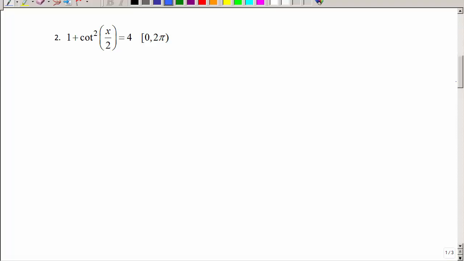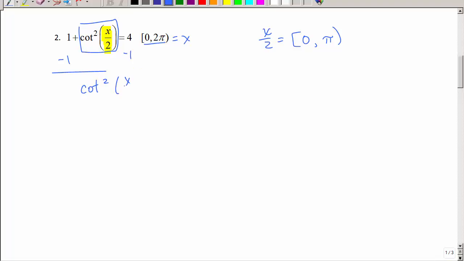Cotangent. Maybe not our favorite, but let's keep going. Okay, so we're given a normal kind of interval between 0 and 2 pi, so I need to look at all 4 quadrants. But do I? Not really, because this is x. I have x over 2, so I need to divide both of those by 2. And again, I am just looking at quadrants 1 and 2. Keep that in mind. Okay, so just like the last problem, I need to isolate my trig function, so subtract 1 on both sides.